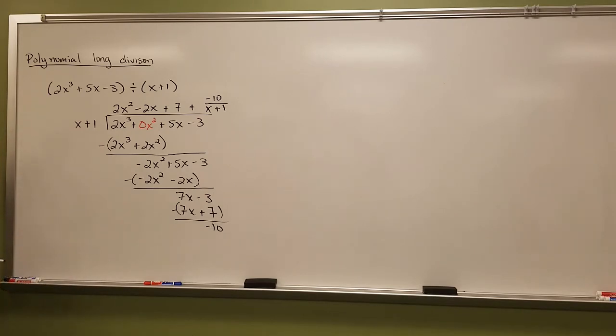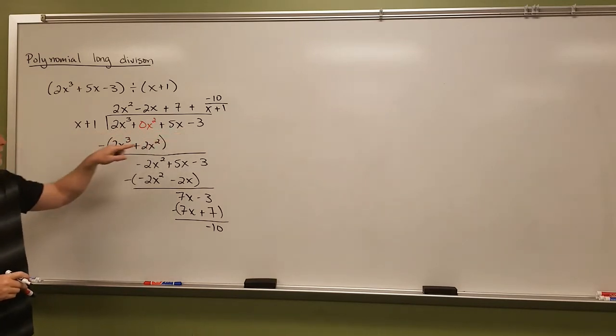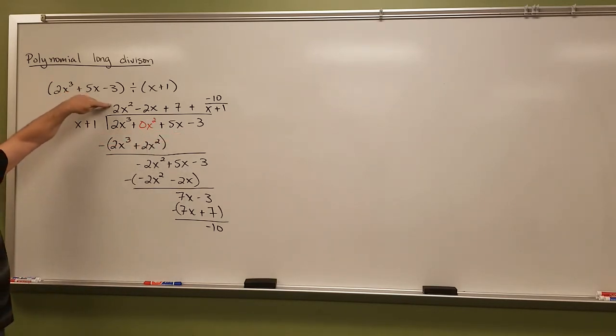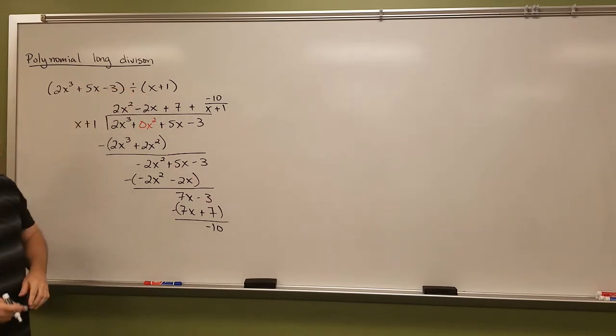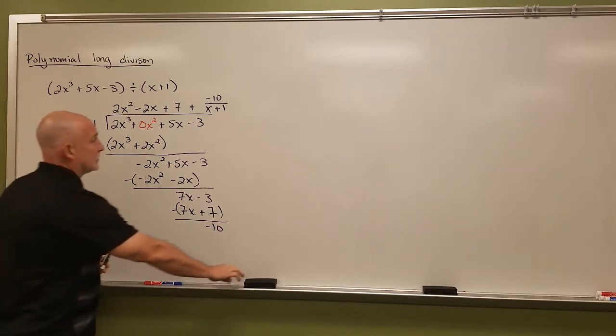All right, so 2x cubed plus 5x minus 3 divided by x plus 1 is 2x squared minus 2x plus 7 plus negative 10 over x plus 1. All right, let's try another example real quick.